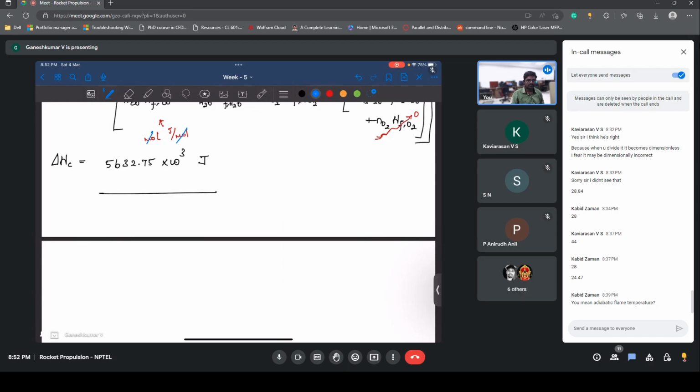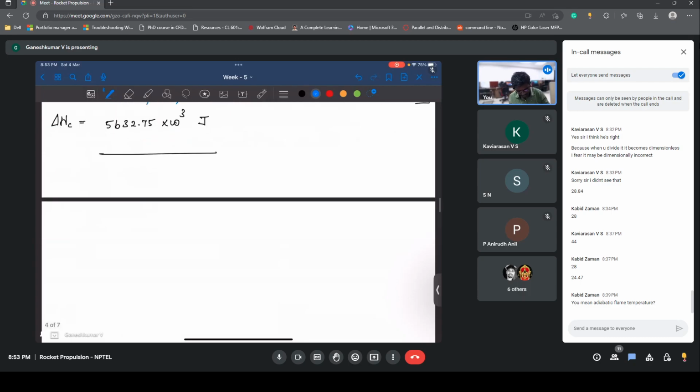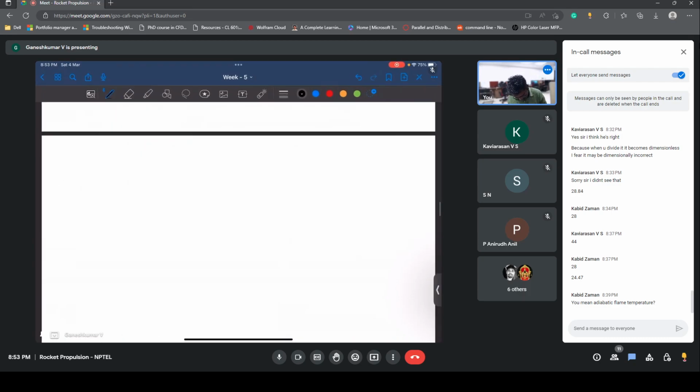Now I remove this much heat. Now this heat is only used to raise the temperature of product species from 298 to some adiabatic flame temperature. Now how do we do that? So now Q here, which is delta Hc, has to raise, if I write it in the same format, H sensible, the energy of products to the adiabatic flame temperature from 298 Kelvin.